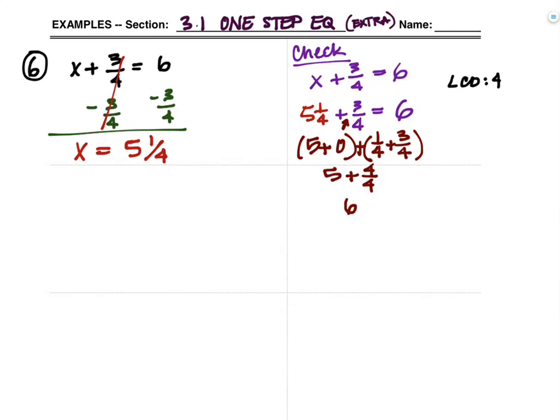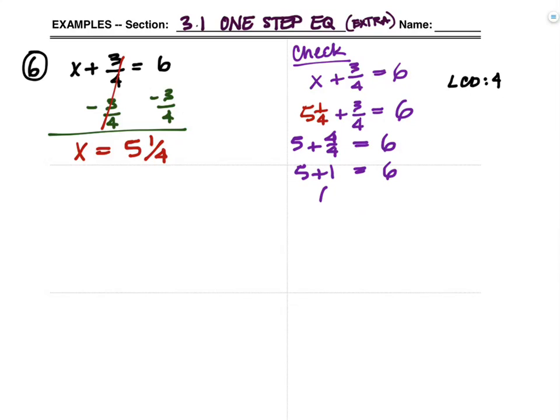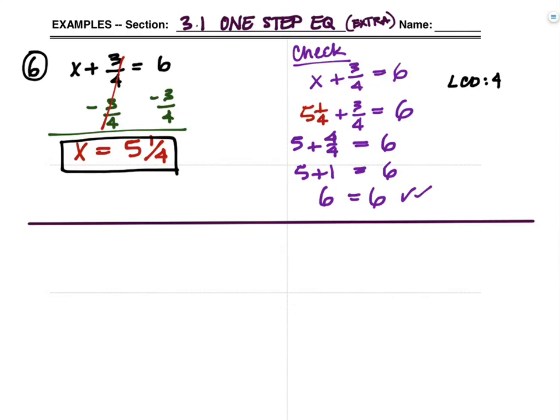So going ahead and moving through that, some other pieces, that's the long version of it. I can also recognize that 1/4 plus 3/4 is going to give me a whole. So then 5 plus 1 whole is going to give me 6. And 5 plus 1, in fact, does give me 6. So that's a really nice way of checking our work. And then we can box in the answer of x is equal to 5 1/4.